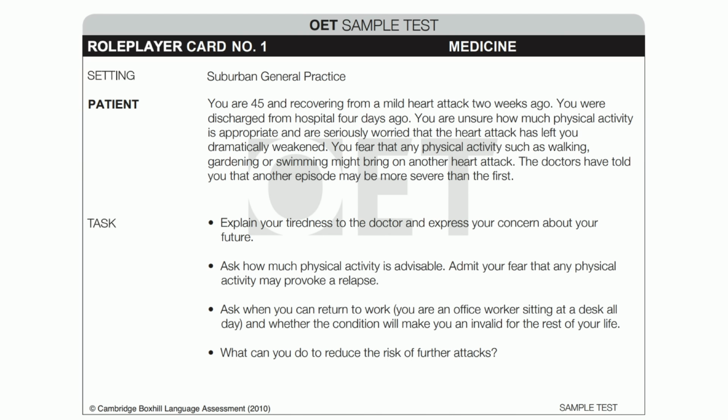Okay, so what you're given before the role play is one of these role play cards, okay? And so this role play card gives you a few things. It gives you the setting, it gives you a scenario, and it gives you some tasks. And you have to work with the scenario and through the tasks while you're speaking to the patient, who also has their own role play.